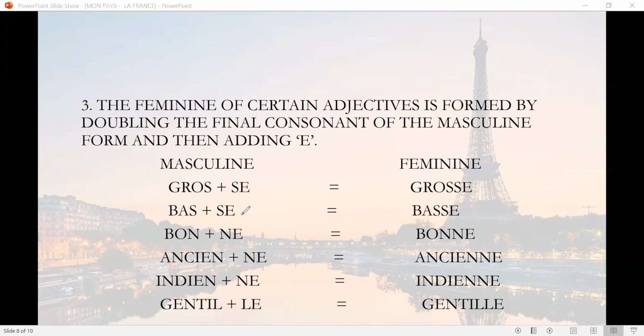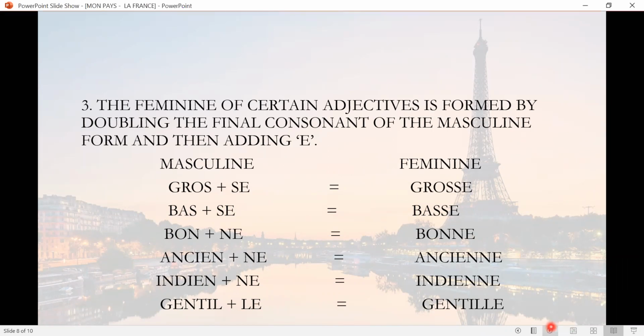Now let us take a look at some more examples. Some more examples tell us about the same thing, that we have to double the consonant. For example, bas, in the feminine form, it will be basse. Then we double the last consonant and add e to it. Then we have bon, it will make bonne. Ancien, it will make ancienne. Indien, it will make indienne. Chantin, it will make chantine. So like this, we have to double the last consonant and add e to make it feminine.